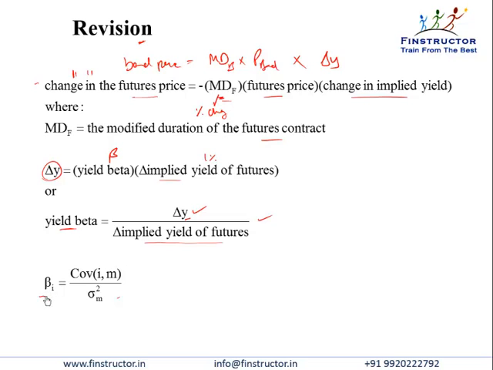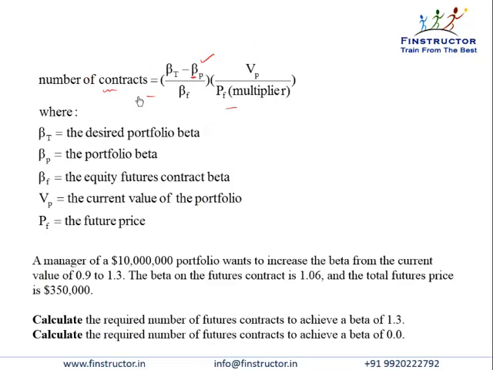Similarly, we've studied earlier that beta of the stock is defined as the covariance of the stock with the market upon the variance of the market. Now please remember that the beta of the stock calculated as before is nothing but the percentage change in the stock price for a 1% change in the market. The higher the beta, the more volatile will be the stock, or the more volatile will be our portfolio. The lower the beta, vice versa.